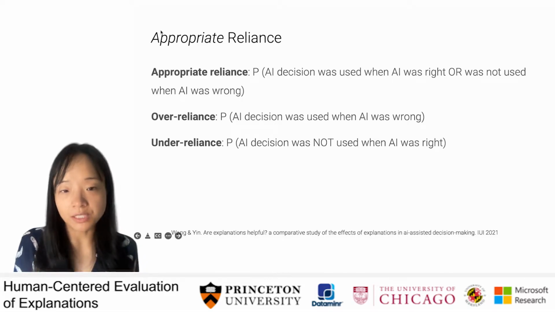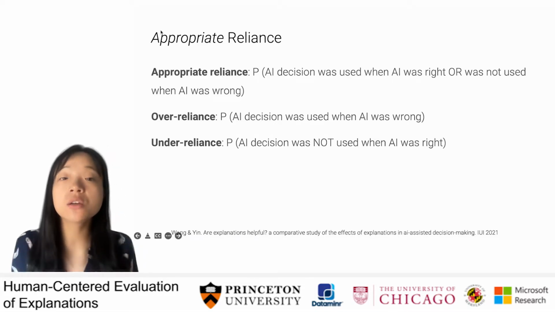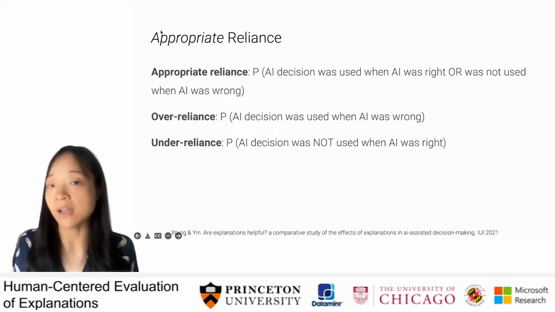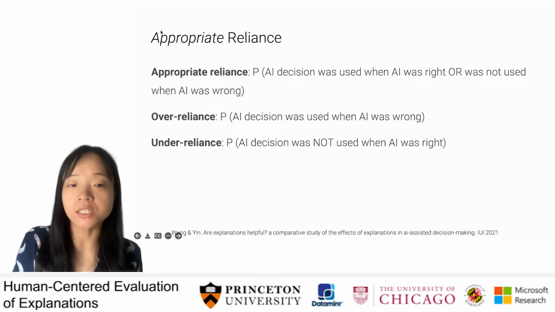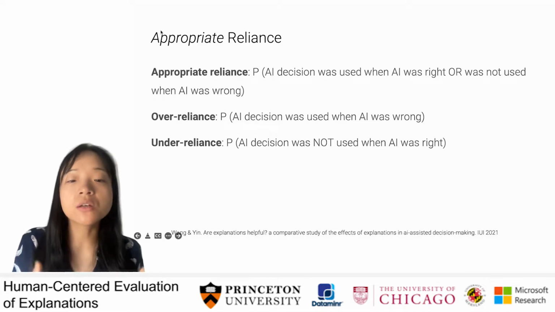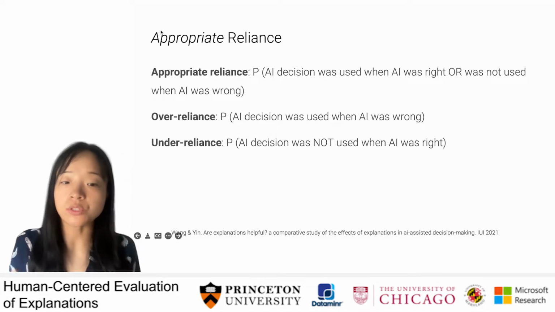Over-reliance measures the percentage of decisions where the human incorrectly chose to follow the AI when it was wrong, whereas under-reliance measures the percentage of decisions where the human incorrectly rejected the AI when it was right.